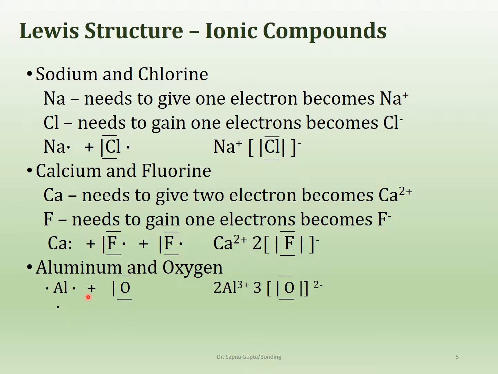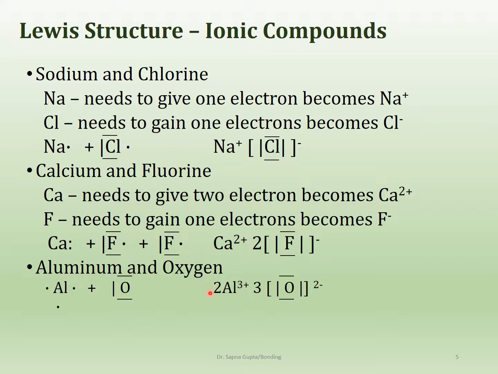Aluminum has 3 electrons in the valence shell, needs to give 3. Oxygen needs only 2 electrons, okay, and so the best thing to do in this case is the crisscross method, if you remember. So you need 2 aluminum, which will give a total of 6 electrons, and you need 3 oxygens, which will then take those 6 electrons. The transfer should be complete. Okay, so which means that aluminum should have the octet as well as oxygen should have the octet.